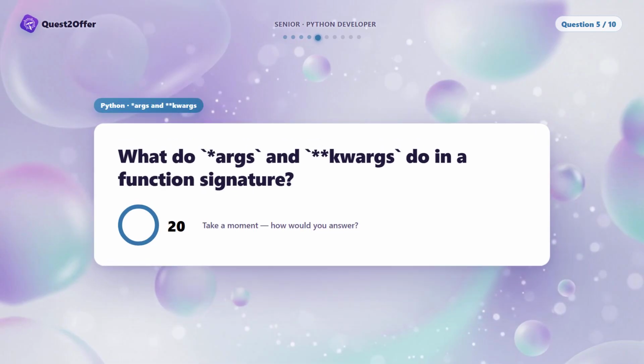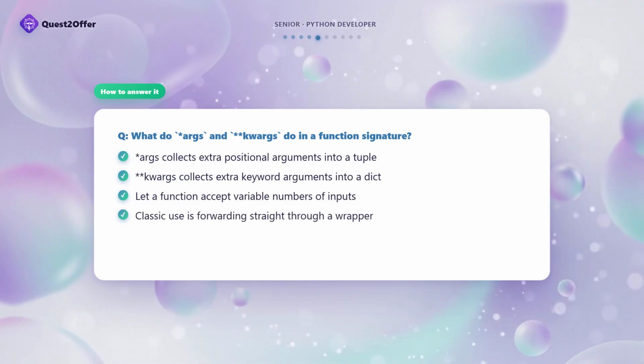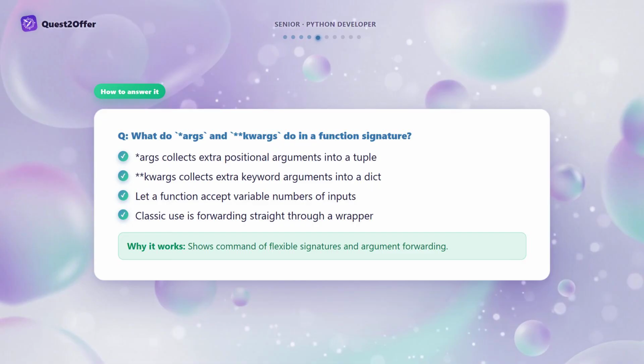What do *args and **kwargs do in a function signature? Args collects extra positional arguments into a tuple. Kwargs collects extra keyword arguments into a dict. They let a function accept a variable number of inputs. The classic use is forwarding.